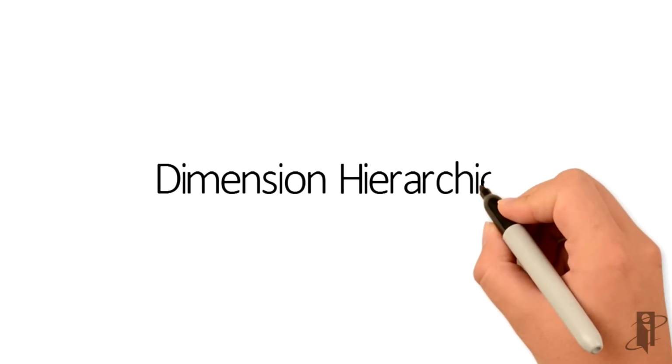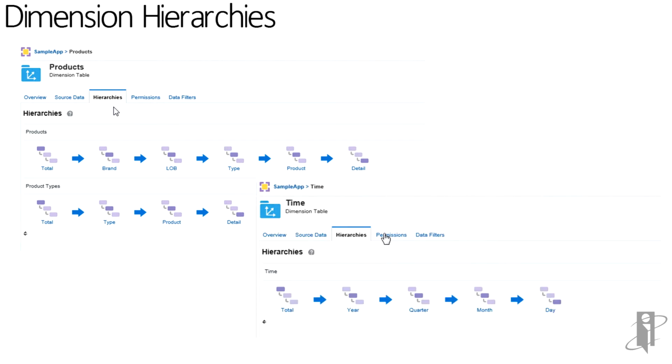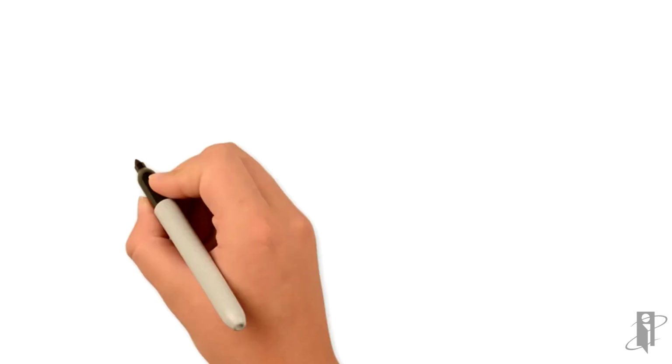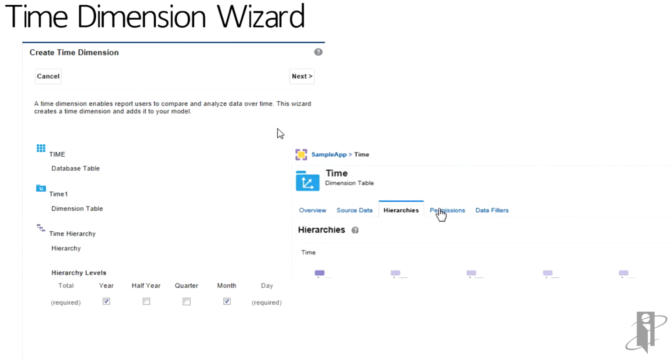Also necessary for preparing data is the dimensional hierarchies. And BICS provides a simplified wizard-driven interface to do so. The time dimension wizard allows a developer or user to create a time hierarchy within the data, allowing you to move from a date into a month, quarter, year, and total.